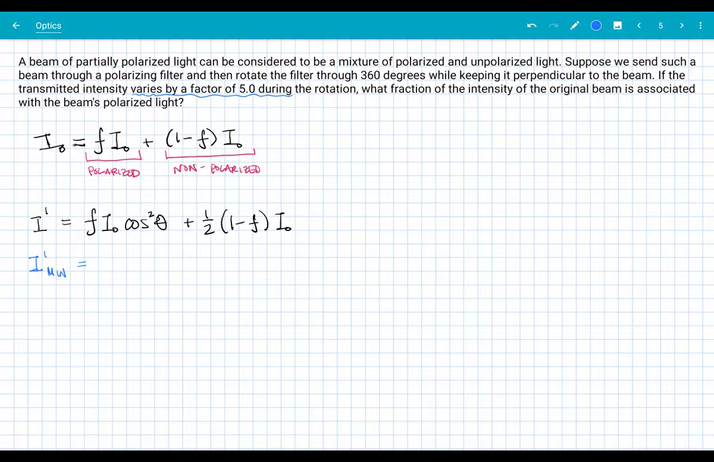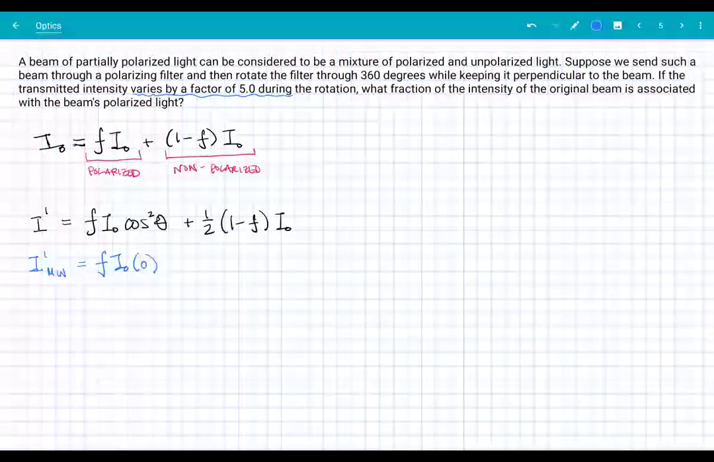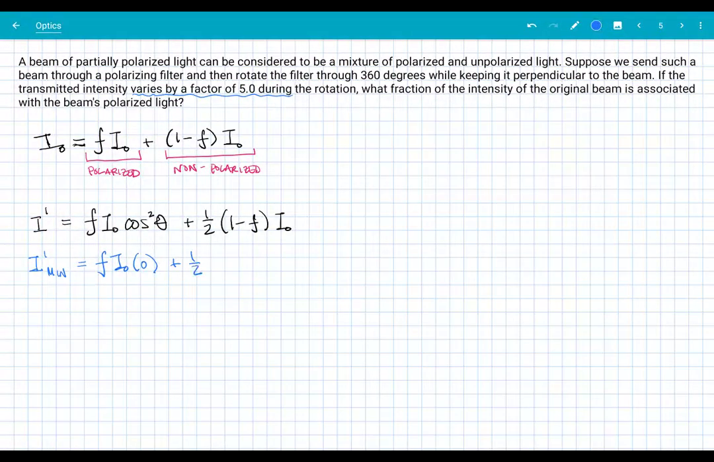So the minimum, then, is going to be equal to, well, let me write this out just to make it super clear. I naught times 0, plus 1 half times 1 minus f times I naught. So that leaves me with just the unpolarized light. And you can imagine this is the case where the filter is now 90 degrees to the axis of the polarized light. So all the polarized light is gone.